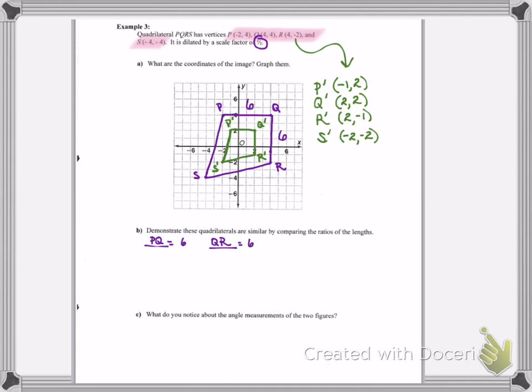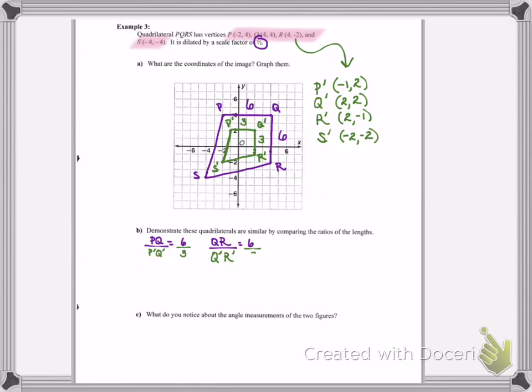But if we look at the image on the new figure, and we count those out, PQ on the new rectangle is 3 blocks long, and QR is also 3 blocks long. So if we look at the image, it is 3 blocks long on both of these.